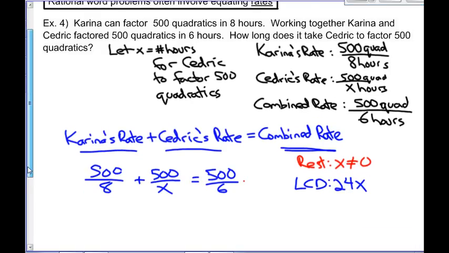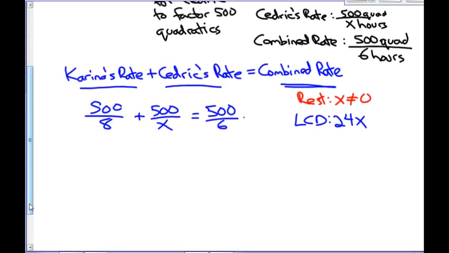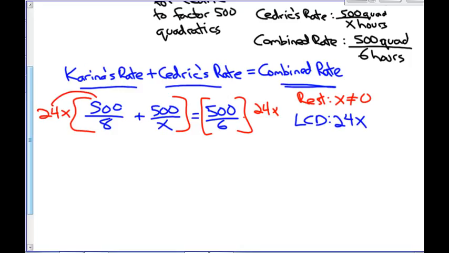Doing the same problem by the other method, we would just multiply both sides by 24x. This is how I'd prefer to do it. But again, it makes no difference. And then we multiply in over here. 24 divided by 8 is just 3. So this is going to be 3x times 500. Multiply over here. Well, the x's will divide out, so that'll be 24 times 500.